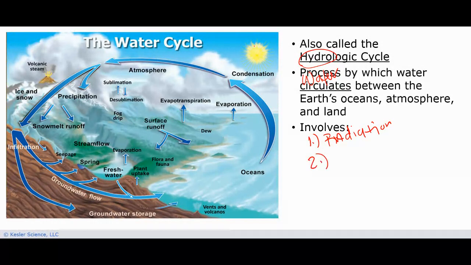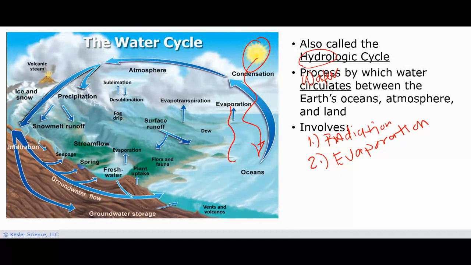Number 1, radiation, of course, being from the sun as it radiates from 93 million miles away. Then evaporation. That's where water goes from being a liquid and evaporates into a gas and goes up into the air. And then when it gets up there, that's where we go into what's called condensation.